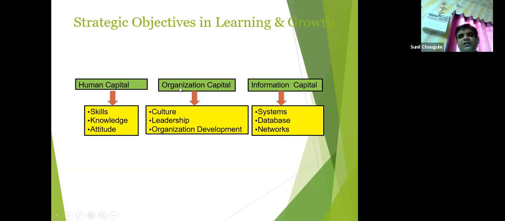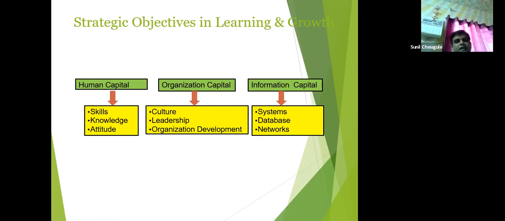Organization capital, in the learning and growth perspective: what does organization capital consist of? Culture, leadership, and organization development. Those companies that have value for their employees, their employees remain with that company for a longer duration. This is what is relevant to culture. Leadership, what top management you have as your leaders, that also depends a lot.